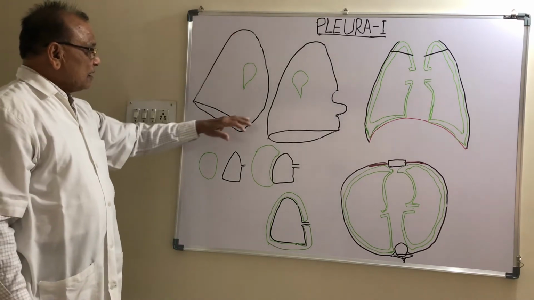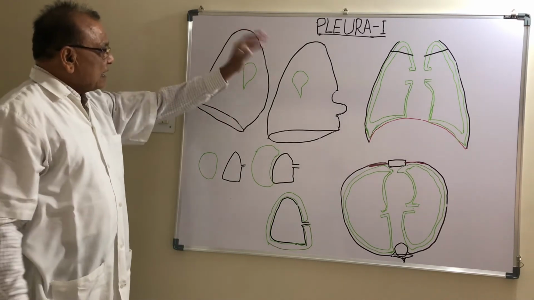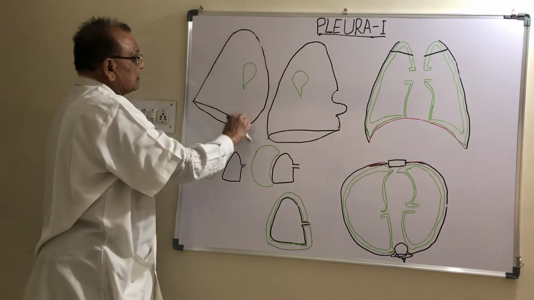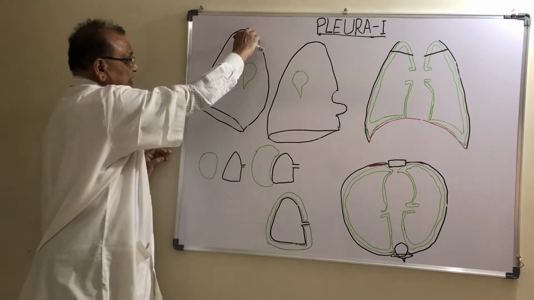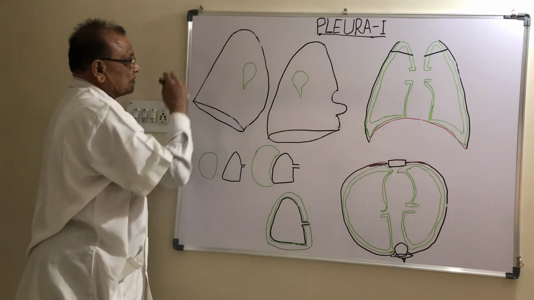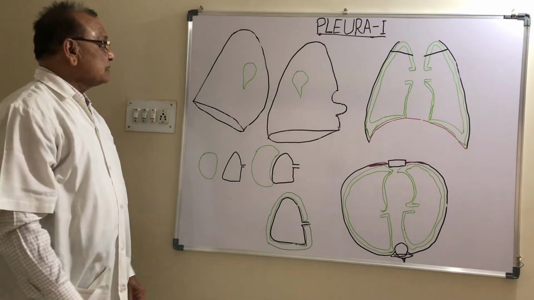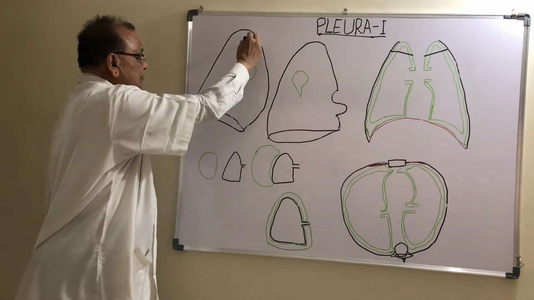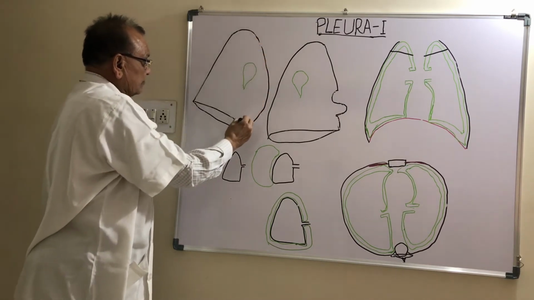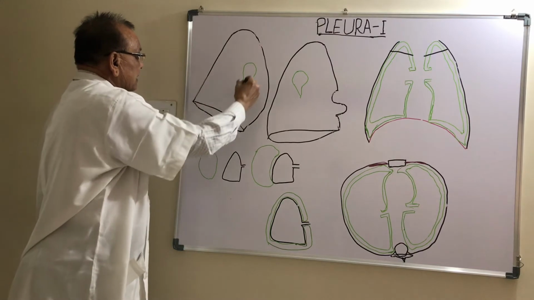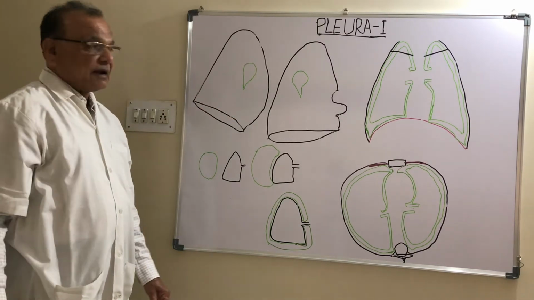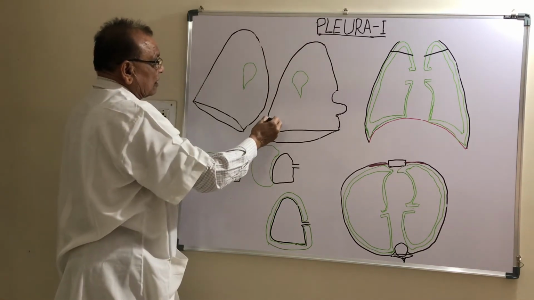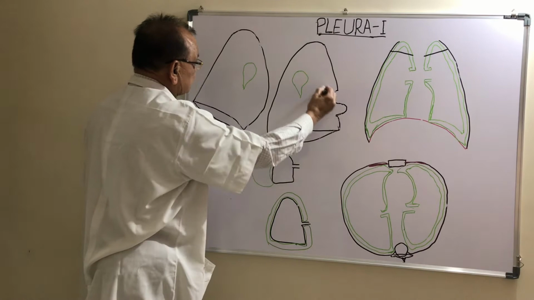Medial surface of the right and left lung both is divisible into two parts: a posterior smaller part and a remaining larger part. The posterior smaller part of the medial surface is known as the vertebral area. And the remaining part is called the mediastinal surface. So this is the vertebral area and this is the mediastinal surface.